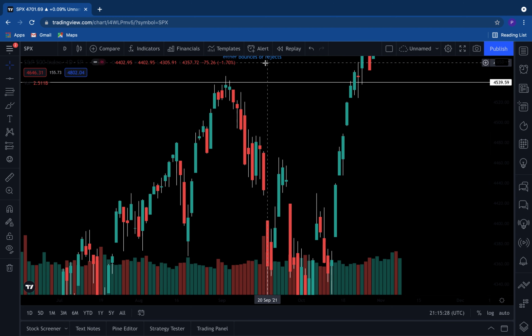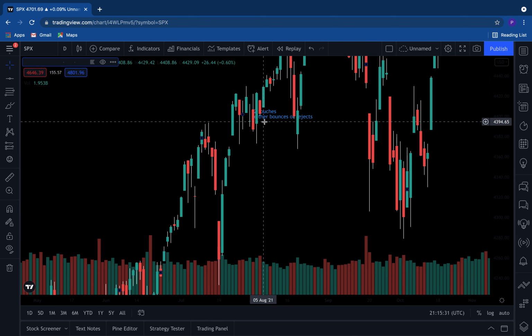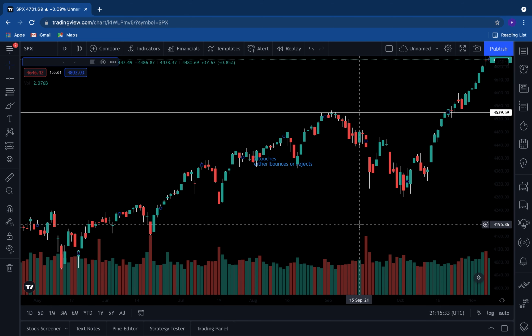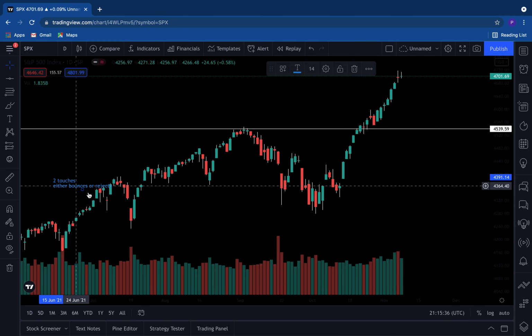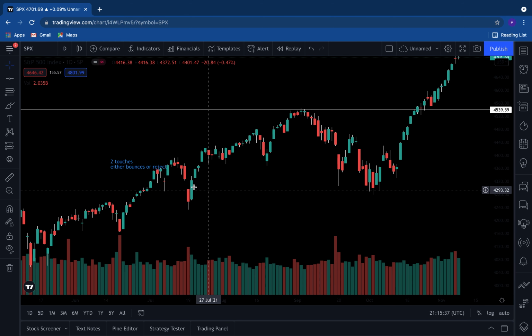Okay, now I'm going to bring this back down, right? I'm going to see if I can find another resistance level. Here's another resistance level right here. Okay, 2 touches, either bounce or reject. In this case, we're talking about resistance, so this is a reject. We have 1 touch, 2 touch, and 3 touch, right? This level of 4255.76 is a resistance level because we have 2 touches. 1, 2, 3. We have 3 touches, right? More than 2 touches, you can validate that as a resistance level.